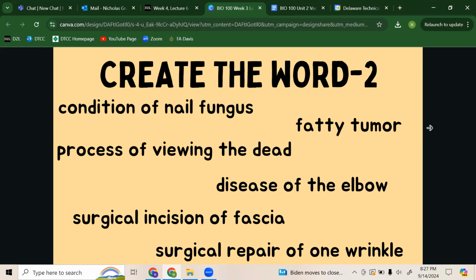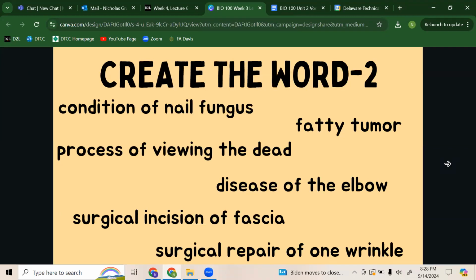A fatty tumor, you'll see fat has a few different word roots, but the most common thing you would see in real life application of a fatty tumor would be a lipoma. You could technically on a test say adipoma, but you would hear lipoma most often. Process of viewing the dead. So process of viewing, our suffix there is scopy, S-C-O-P-Y. And for dead, our word root is necro, N-E-C-R. Necropsy is the process of viewing the dead.